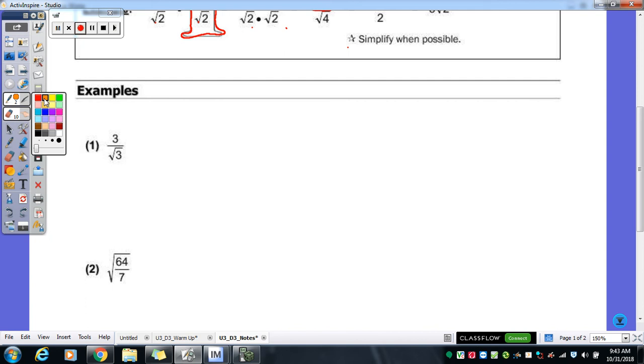So first one, we have 3 over radical 3. So I'm going to multiply both the top and the bottom by that radical 3, because we can't have that radical in our denominator. So then we're just multiplying across. 3 times radical 3 is 3 radical 3. Radical 3 times radical 3 will give us a radical 9.